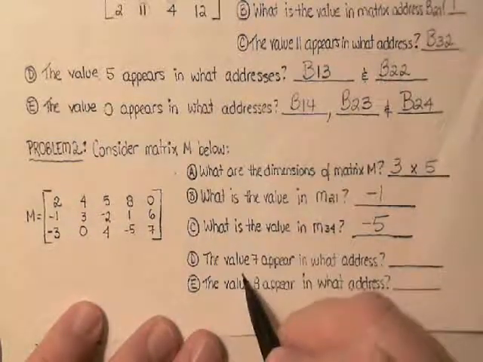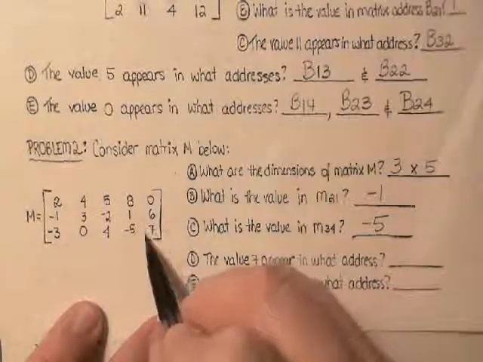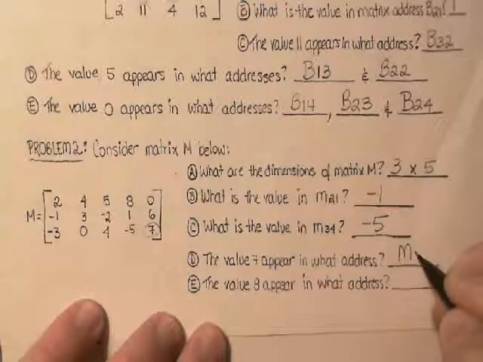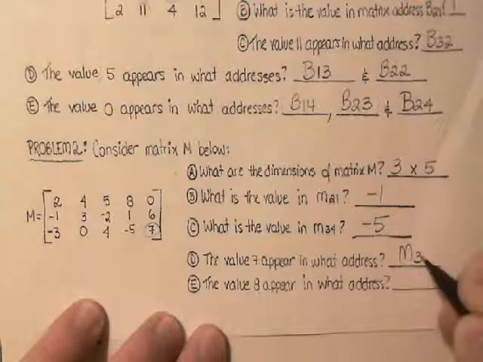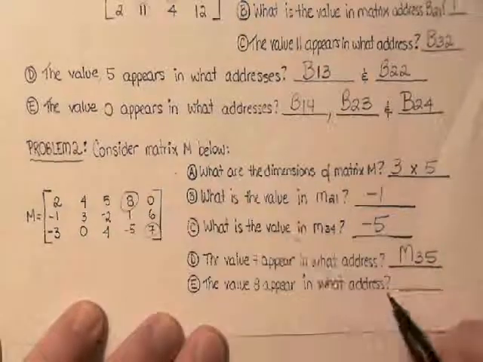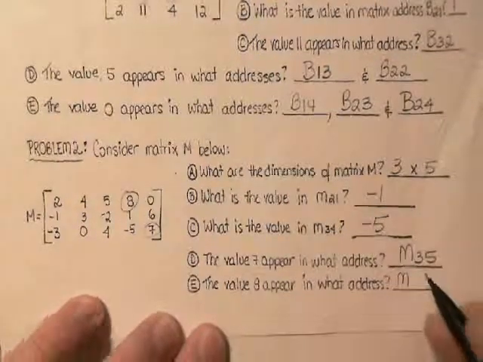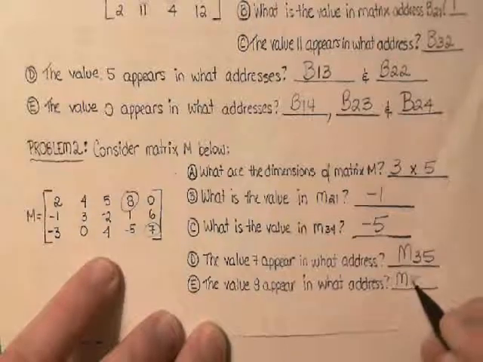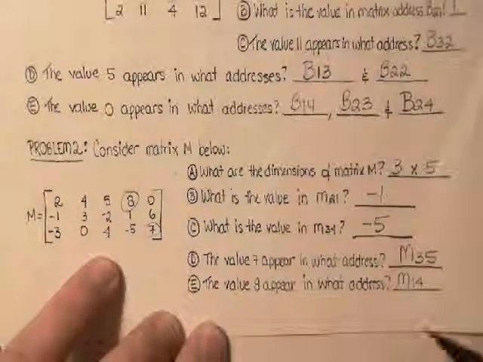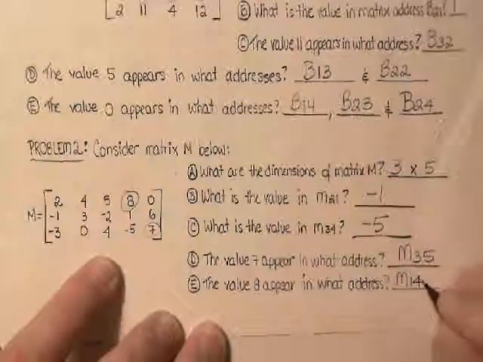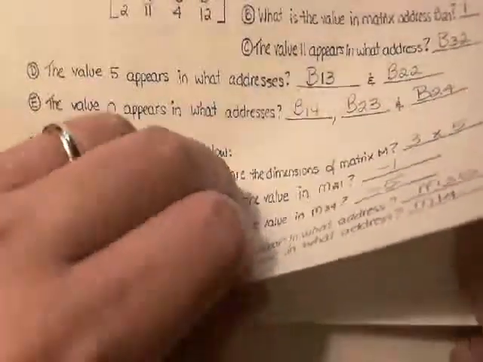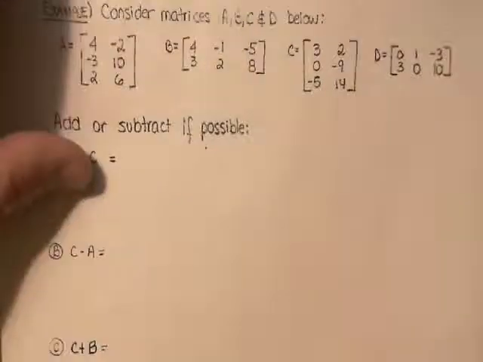The value 7 appears in what address? Value 7 appears in address row 3, column 5. And the value 8 appears in row 1, column 4. So there you go. Alright, let's go on to the next part of our lesson.